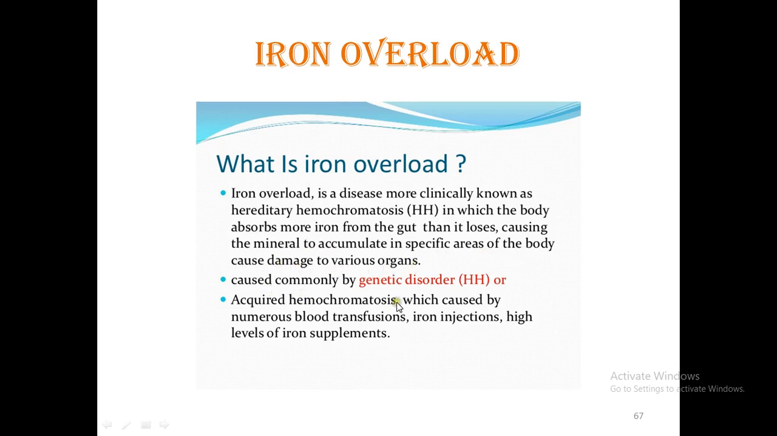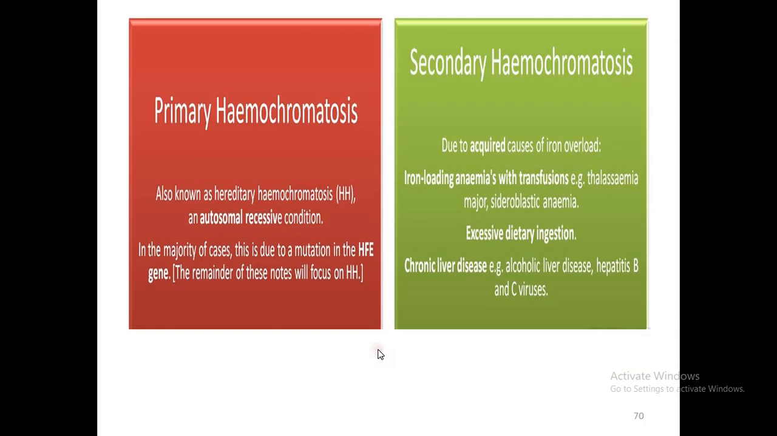The cause commonly is a genetic disorder called hereditary hemochromatosis. Sometimes it can be acquired. How? By numerous blood transfusions as are given to children suffering from thalassemia, or excessive iron injections in pregnancy, or high level of iron supplements. So this is a secondary acquired cause.